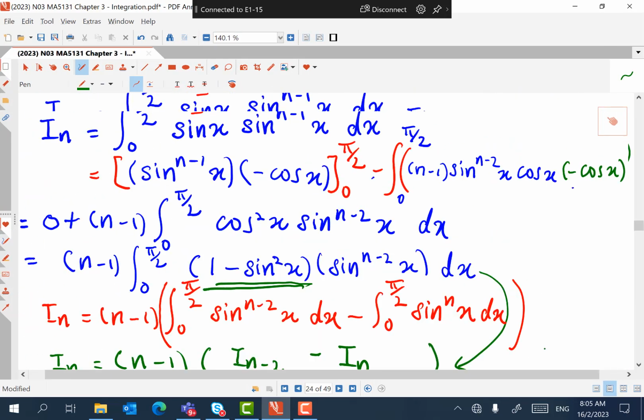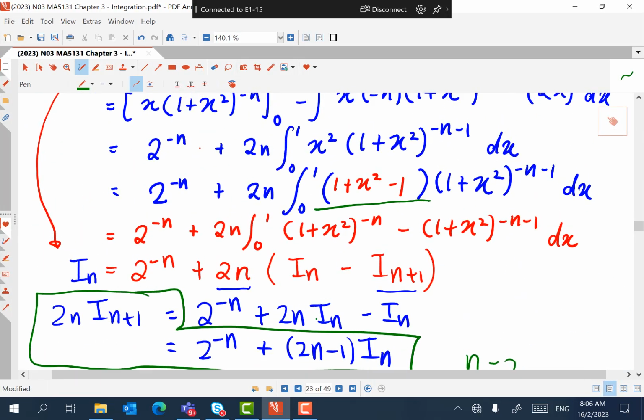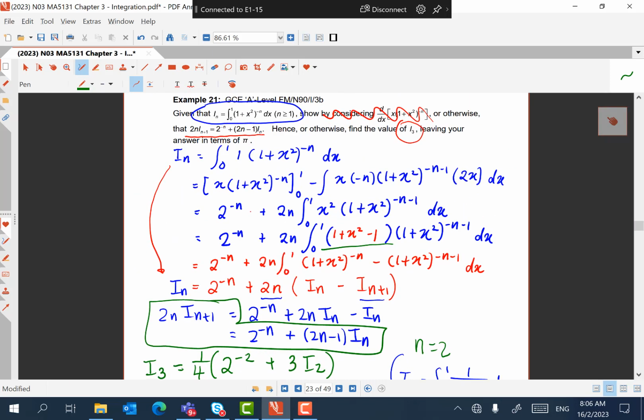Okay, let me show. So when you reach this line, the idea here is to rewrite this fella. Rewrite the x square as 1 plus x square minus 1. The reason for doing so is because when this term is multiplied to this term, you get this one. This is the trick. When you take this to multiply with this whole thing, you get this one. Yeah, this is a trick.